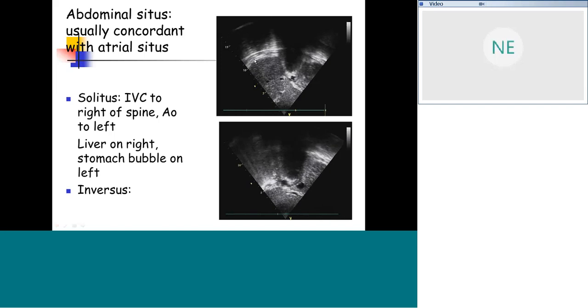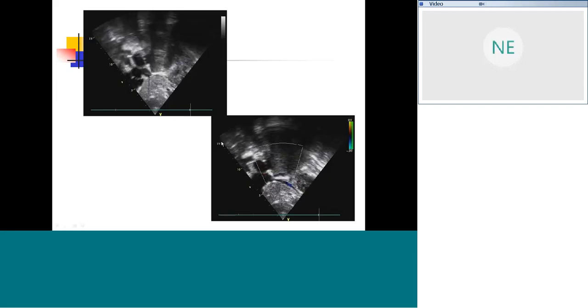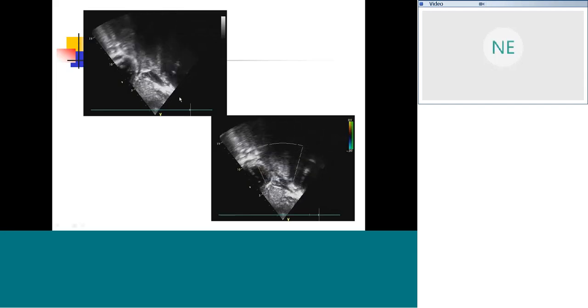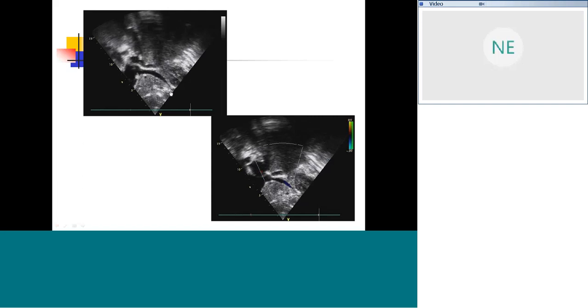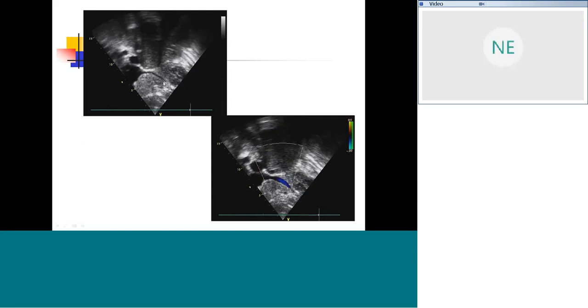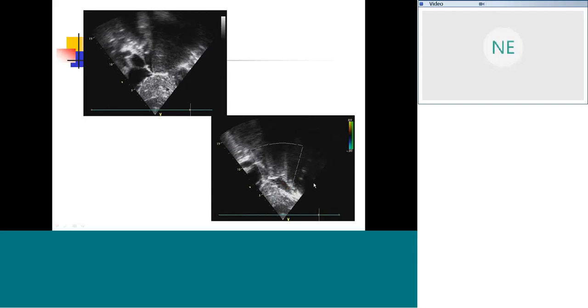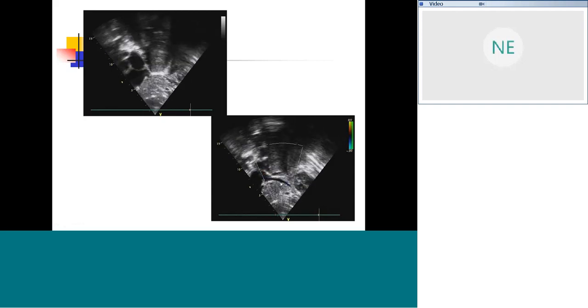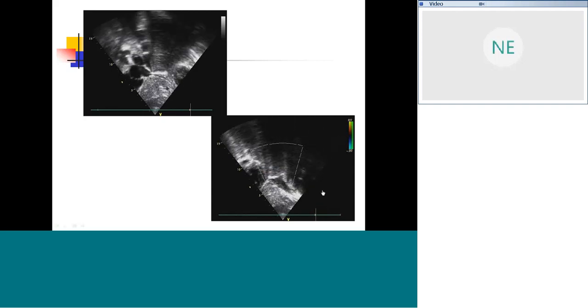In addition to that, you have the liver on the right and the stomach bubble on the left. Now see the second figure, where you have the IVC to the left along with the liver and the aorta to the right, and this is abdominal situs inversus. Here you can double check in the sagittal view, where the IVC is to the right and the aorta is to the left. So you keep sweeping in the sagittal view and double check the relationship between the IVC and the aorta.